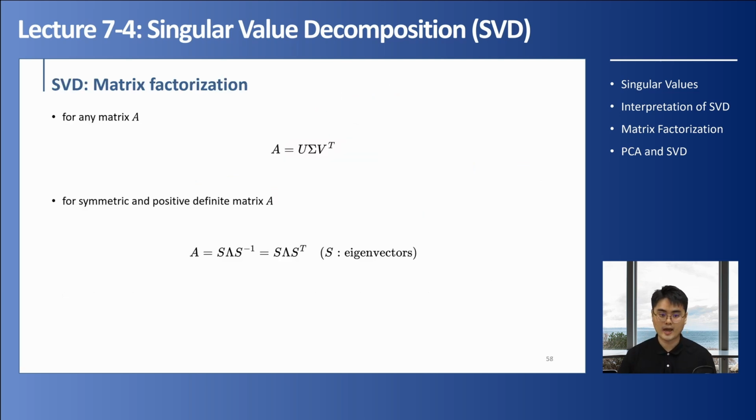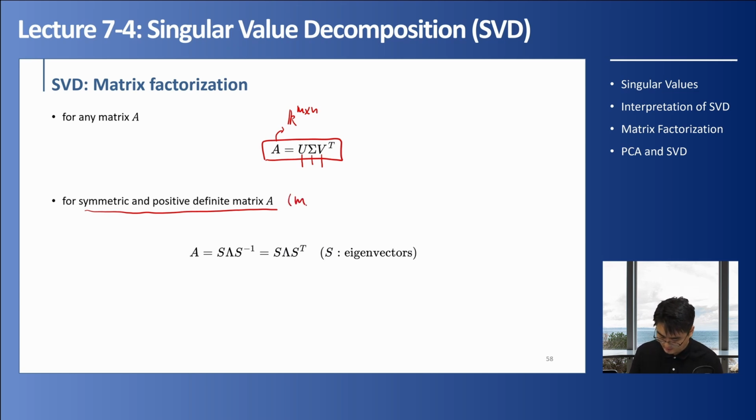So for any arbitrary matrix with the size of m by n, we can do singular value decomposition, and A will be decomposed into the matrices U, sigma, and V transpose. However, for a special case where we have a symmetric and positive definite matrix A, which you can think of as m equals n.